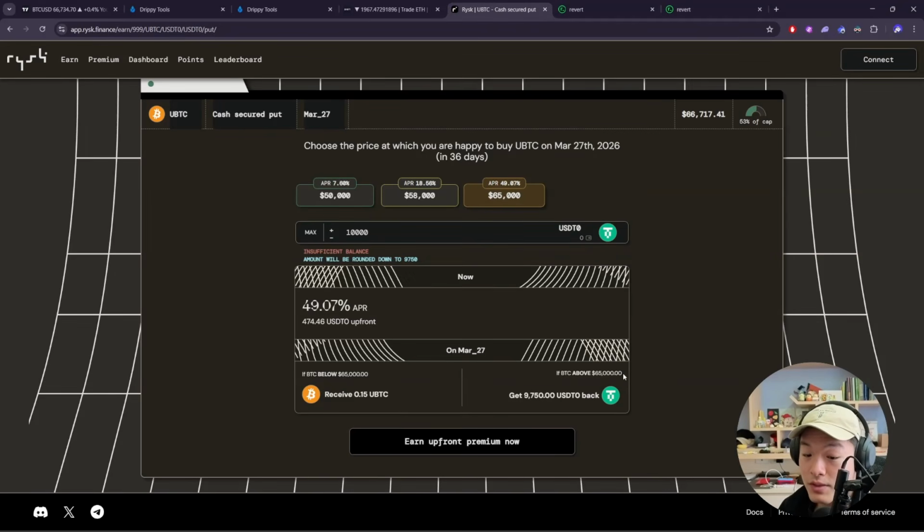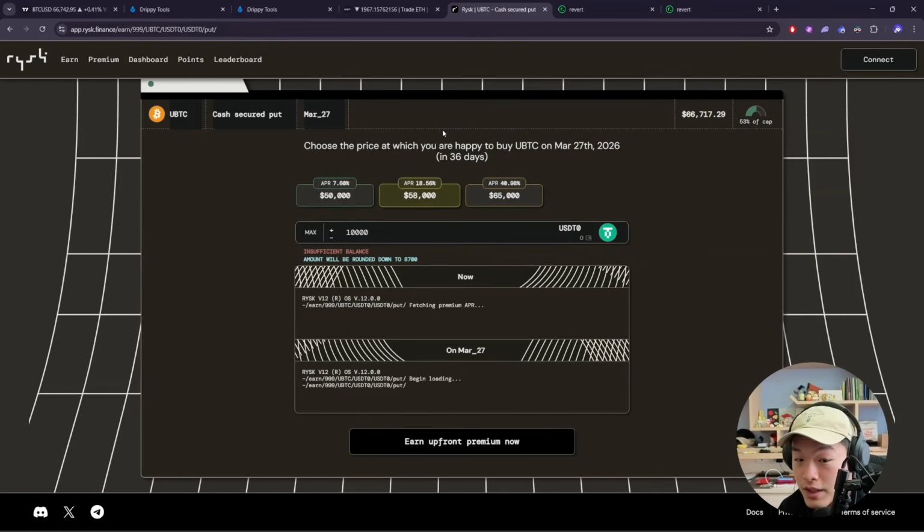And if Bitcoin is above 65K, you just get whatever amount that you put for the option back. And you can see you can't really do the whole amount. Sometimes you need to round it up or round it down, and you would be earning about 4% yield per month in this scenario, right? Because you are taking more risk with this particular option contract.